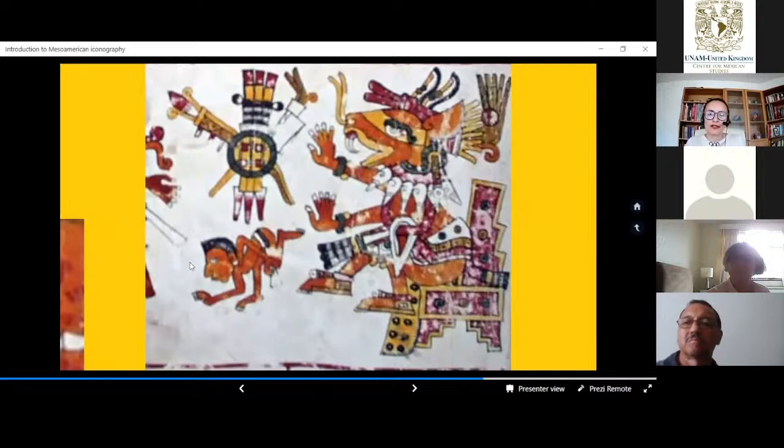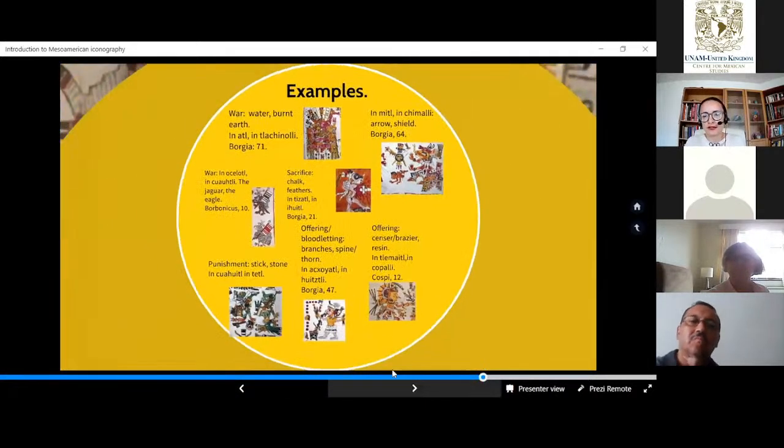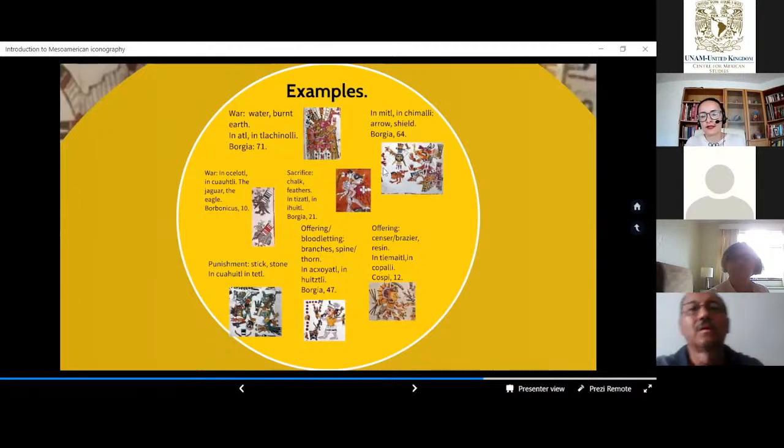And here we see a person, that I explained to you, not with a natural position of the body, it's like falling. So that means that he will be captured or he will suffer the consequences of the war, based on the corporal position. And also here is the metaphoric way to express concepts.